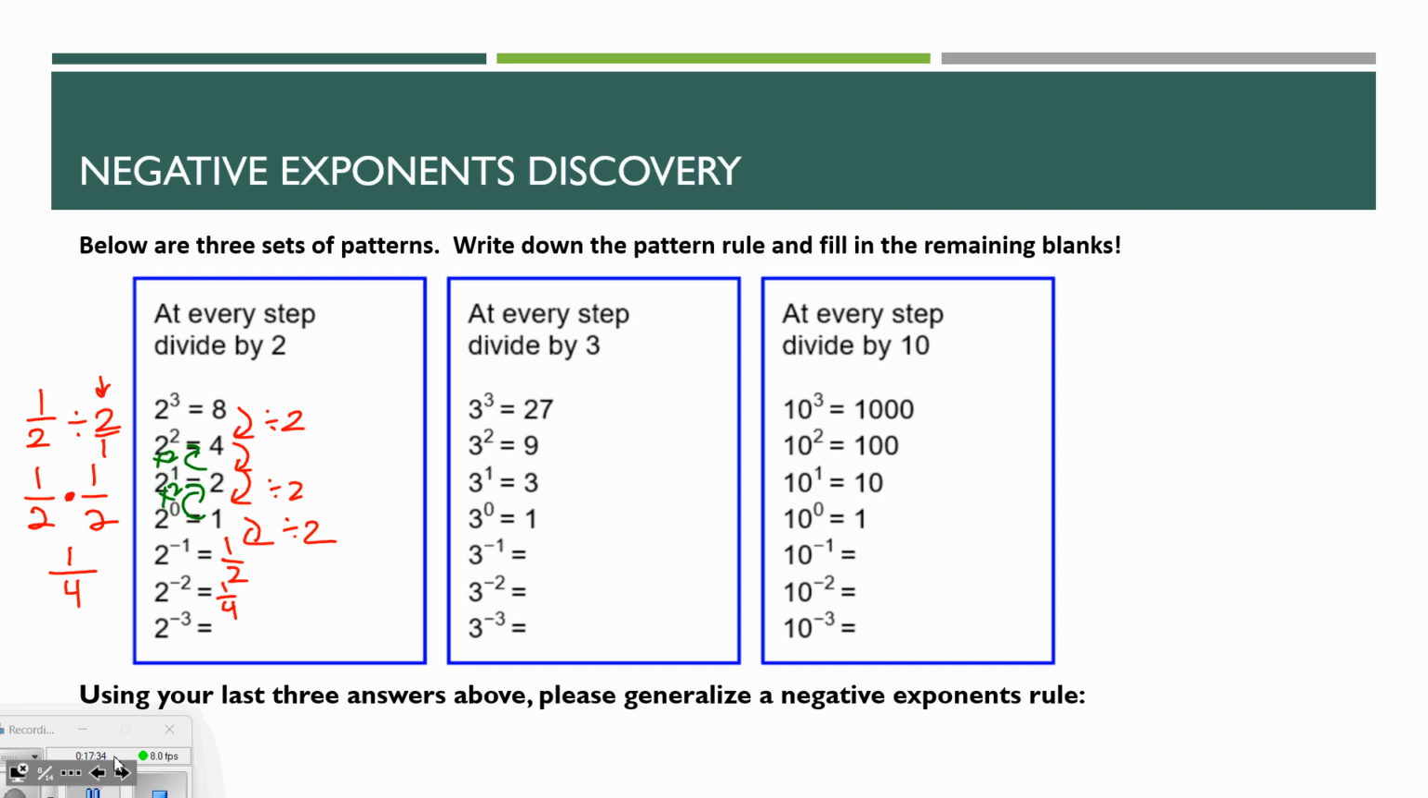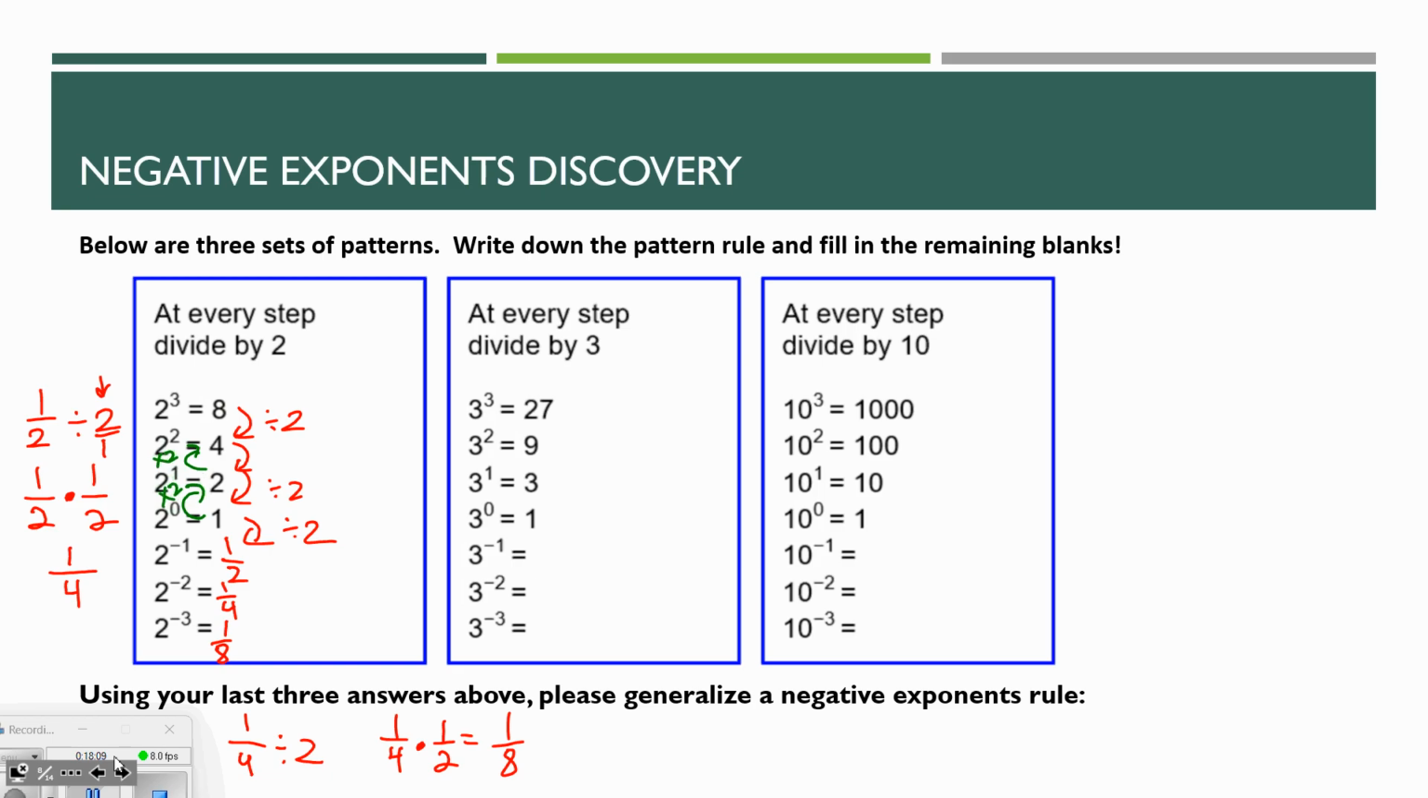And then 2 to the negative 3rd, I would take 1/4 and divide by 2 again, right? Just like we did, 1/4 divided by 2 is really 1/4 keeps the same. I change the division to a multiplication, and I change the 2 to a 1/2. Keep, change, flip, right? I have to multiply by the reciprocal. So this is 1 times 1, which is 1. 4 times 2 is 8. Or 8, sorry, so 1/8.